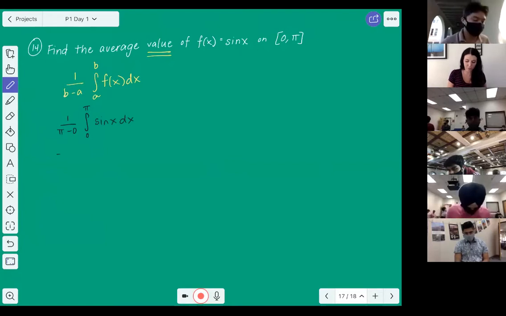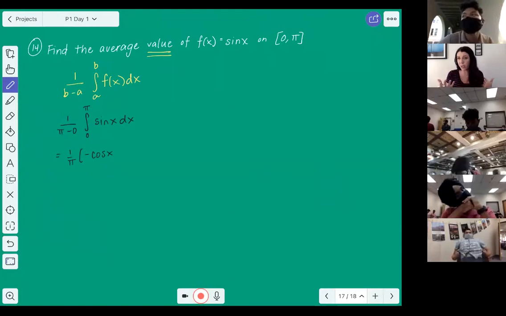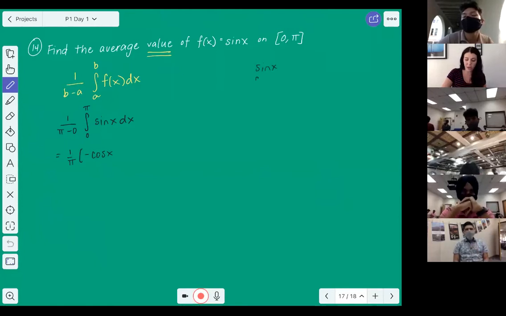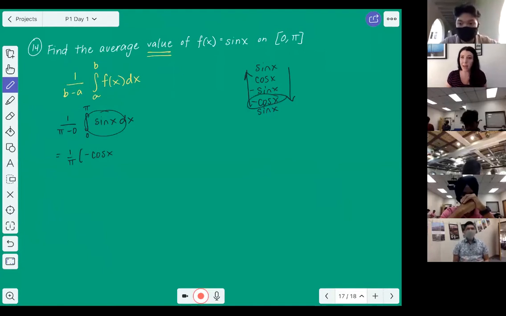Okay, from here, what would you do? I took the interval, so it's 1 over pi times negative cosine x. Perfect. And so again, remember, it's the opposite of whatever the derivative is. So the derivative of sine is cosine. So the antiderivative of sine is negative cosine. Or you can make that little ladder that I always show. So sine, cosine, negative cosine, and back to sine. If we're going down, we're taking a derivative. If we're going up, we're taking an antiderivative. Since we were at sine, we would go up and we would end up at negative cosine, just like Dennis said. So we have negative cosine x.